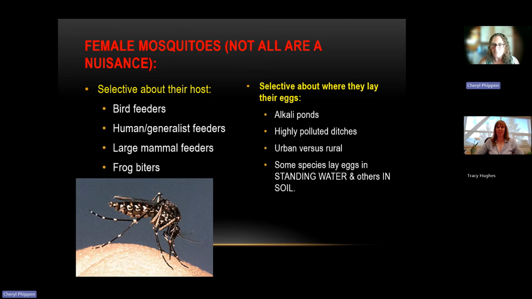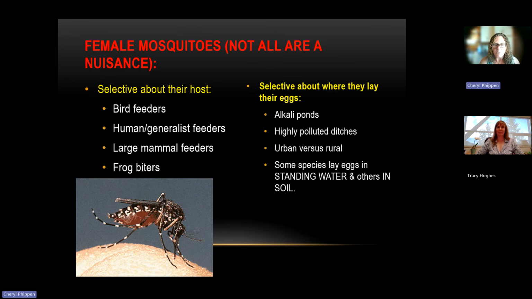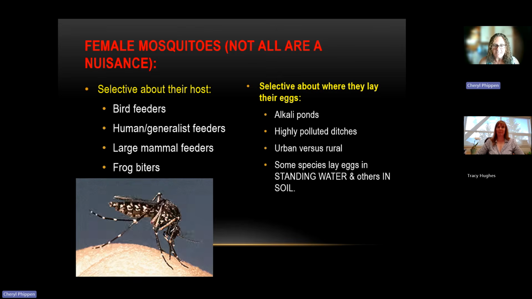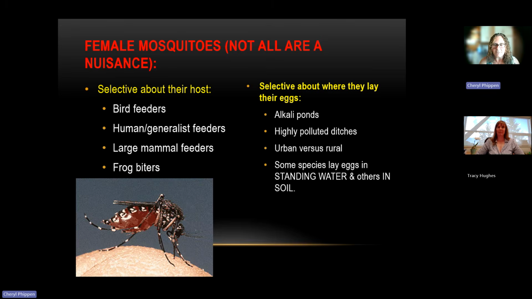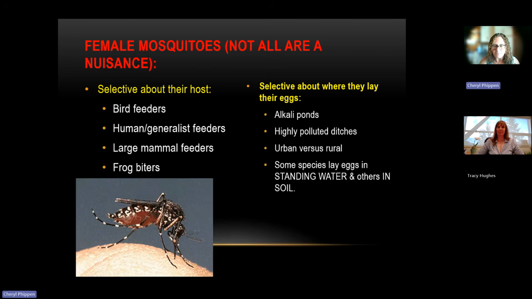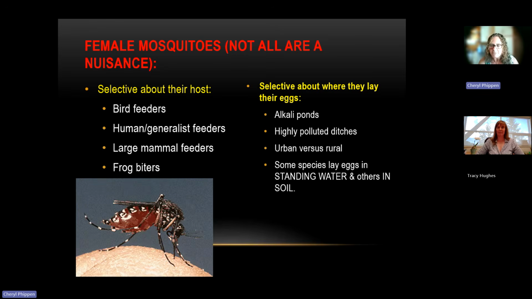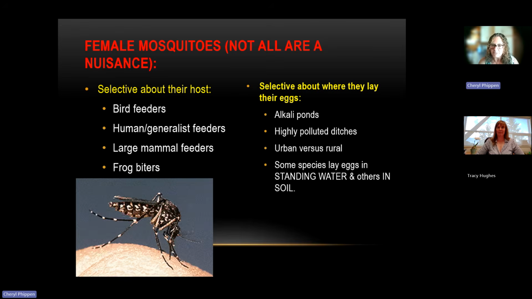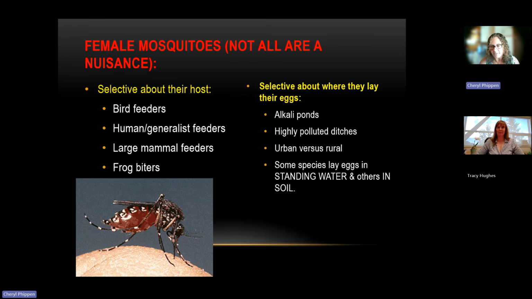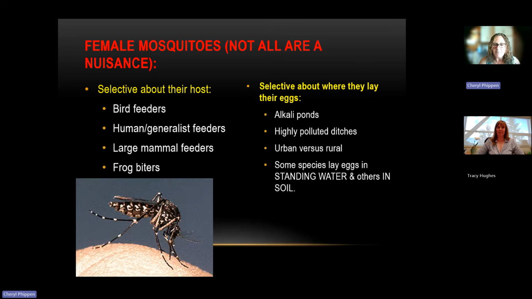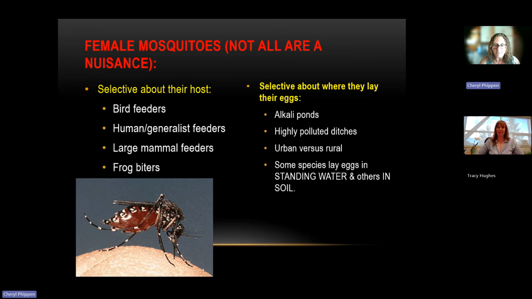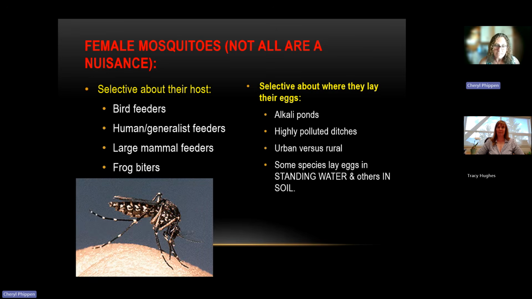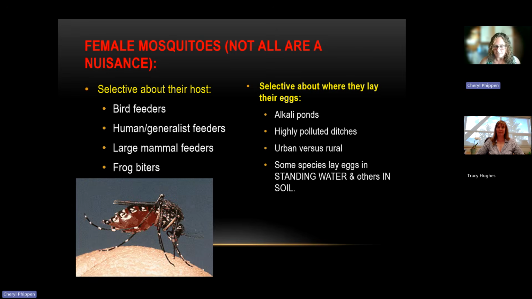Mosquitoes are also selective about where they're willing to lay their eggs. So we have a couple of species in the interior and in the Okanagan that love laying their eggs and developing in those alkali ponds, those ponds with that little bit of white powder around the outside. And they're actually a really aggressive species that will bite at 32 degrees in the middle of the day. We have species that like polluted areas like ditches or wastewater treatment plants. We have some that prefer urban areas over rural areas. And we have some species that lay their eggs in standing water in containers or in tree holes, and then others that lay their eggs in the soil.